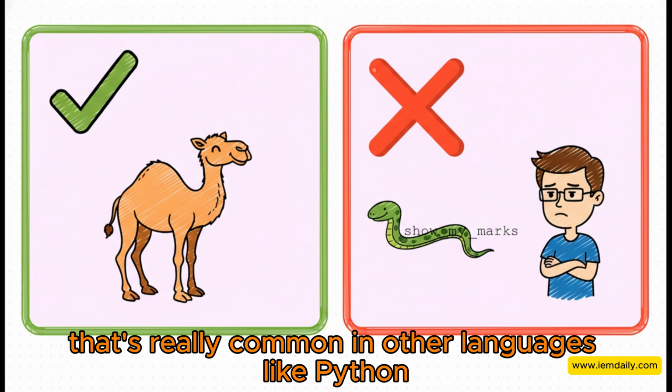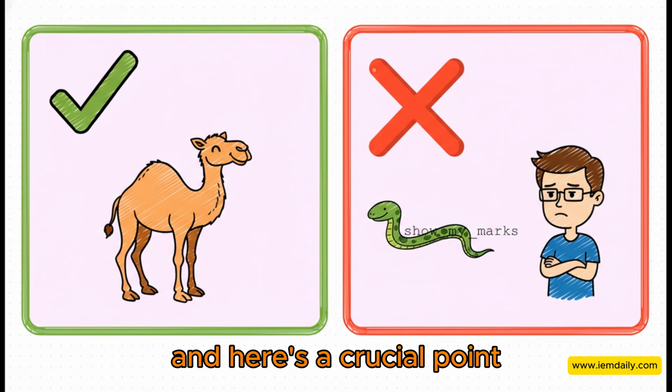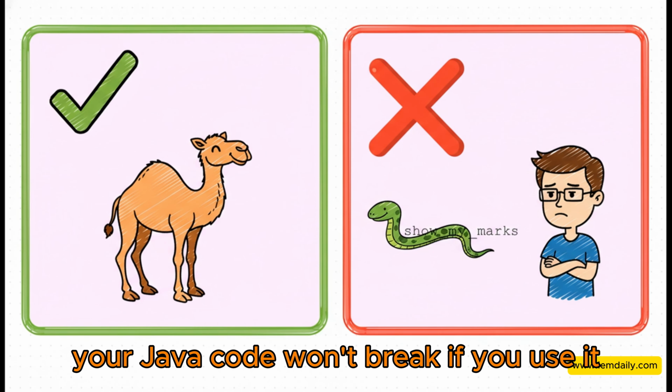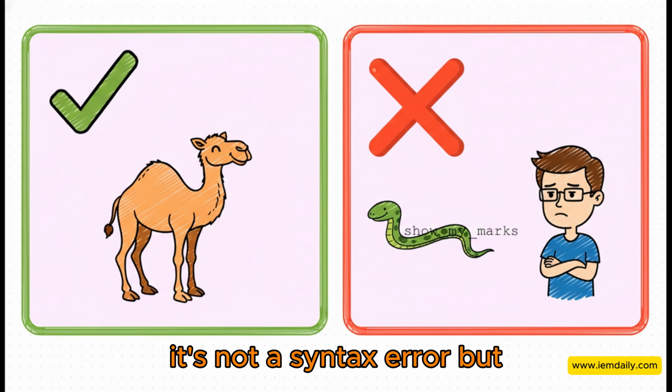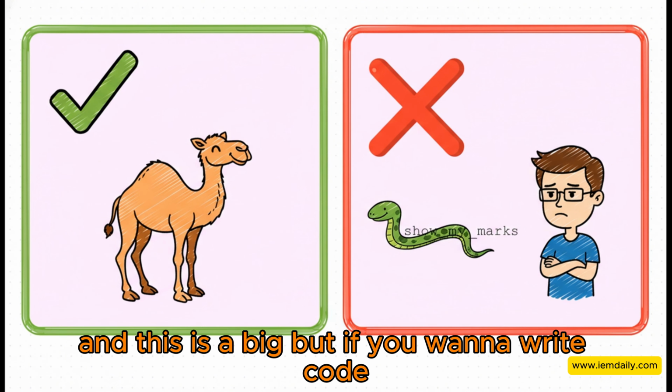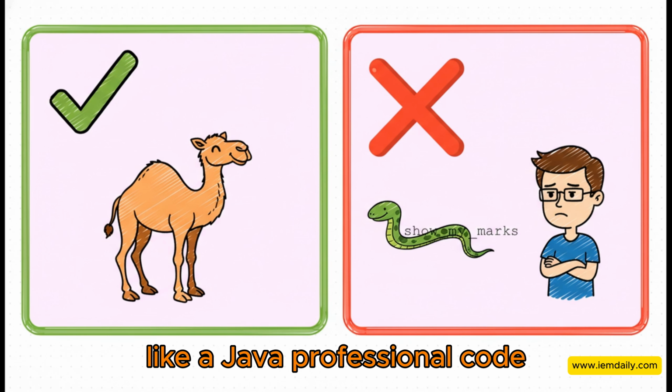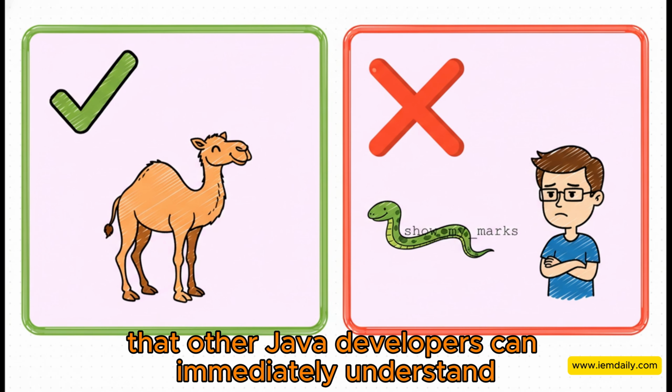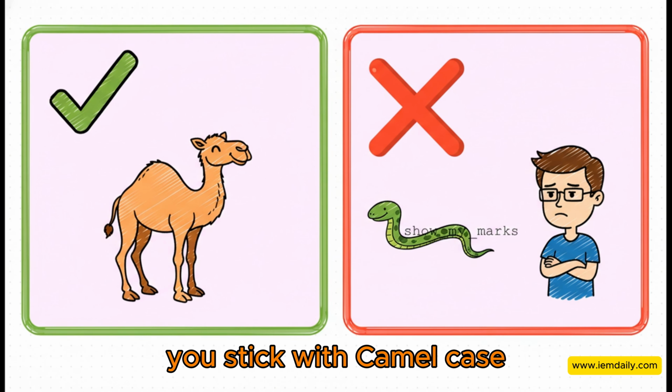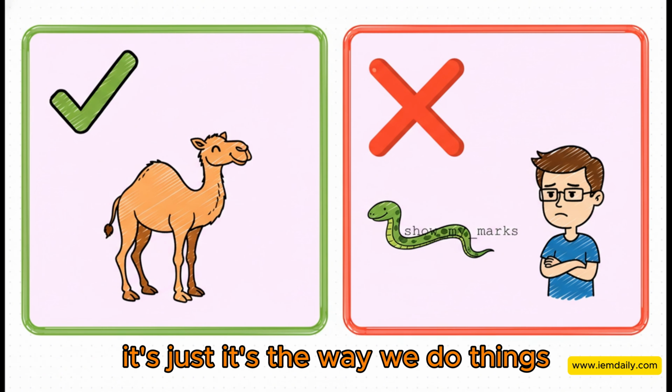That's really common in other languages like Python. And here's a crucial point. Your Java code won't break if you use it. It's not a syntax error. But, and this is a big but, if you want to write code like a Java professional, code that other Java developers can immediately understand, you stick with CamelCase. It's the way we do things.